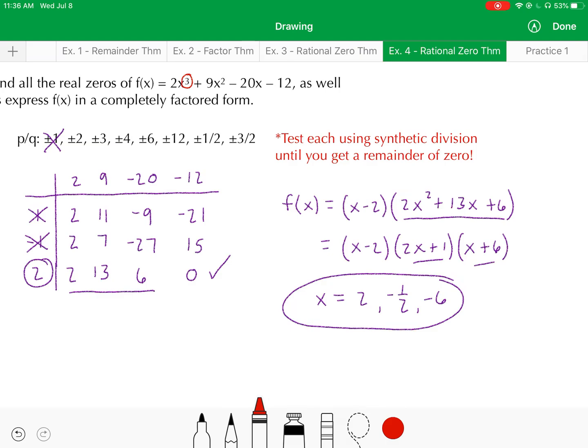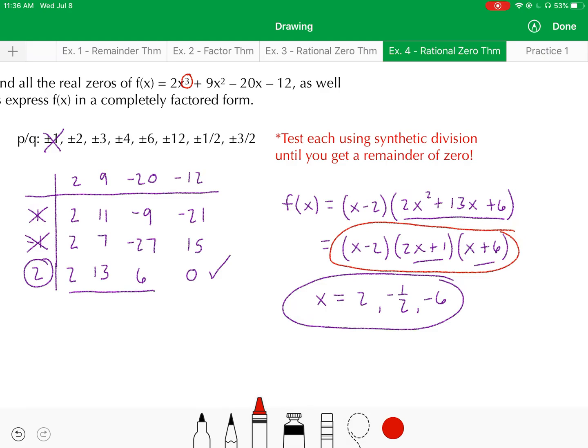And again, the other thing I want you to notice is right here, this is the completely factored form of f of x. So again, not only does the theorem lead me to the zeros of the function, it's also leading me to the factors of the function, okay?